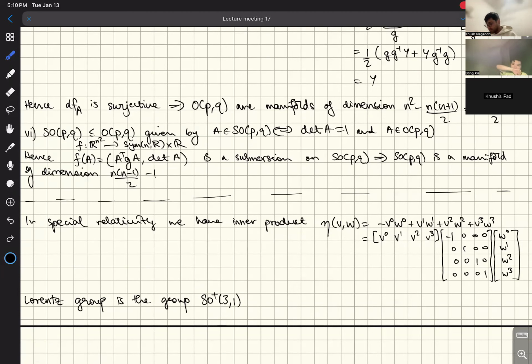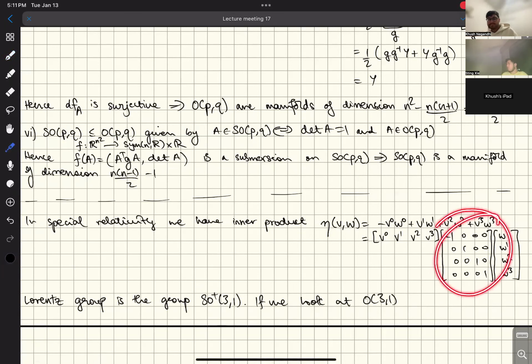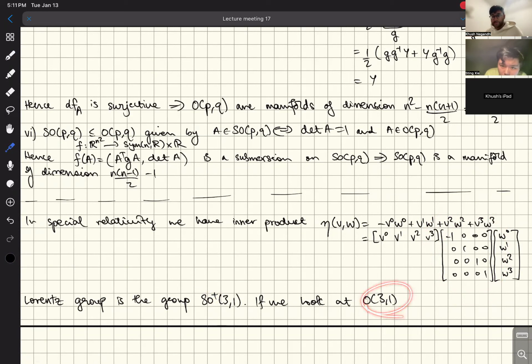If we look at O(3,1), these are all transformations that preserve the inner product. But we care about a smaller subset of this, because, for example, we don't want reflections in time, right? We want time orientation to be kept the same. So that's what this plus is over here. It's the orthochronous subgroup of the orthogonal group.